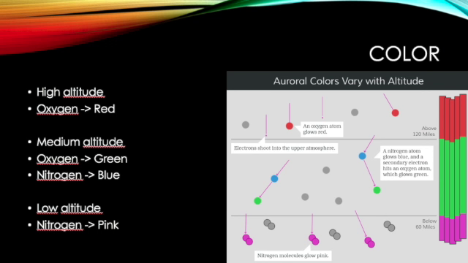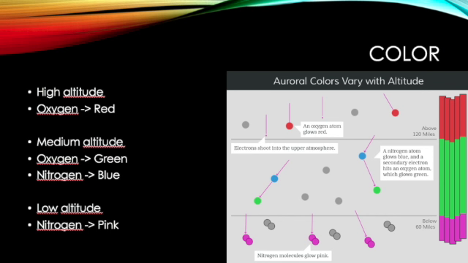The colors. The northern lights come in different colors. The most common one is the greenish, yellowish-greenish color, which is produced by the collision with oxygen molecules. Red lights are also produced by oxygen molecules, but they are produced at a much higher altitude. The nitrogen, on the other hand, produces blue purplish lights. It also depends on the altitude.